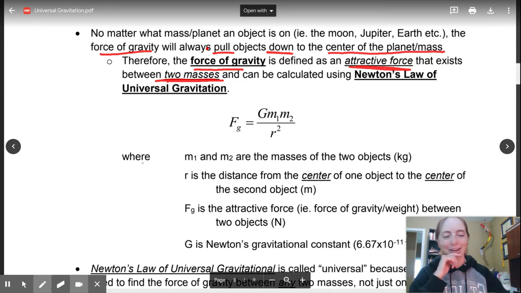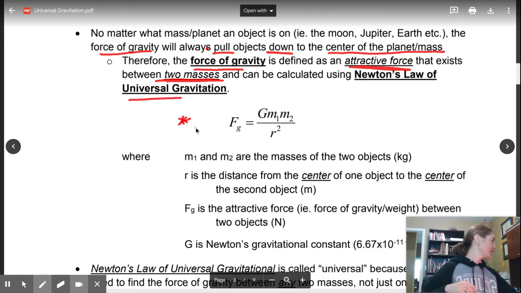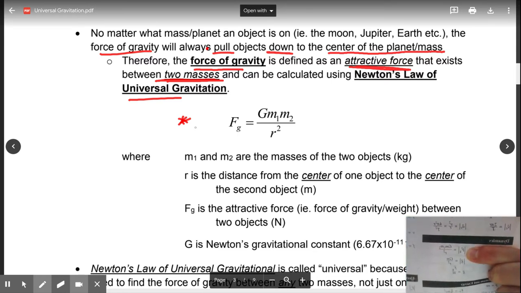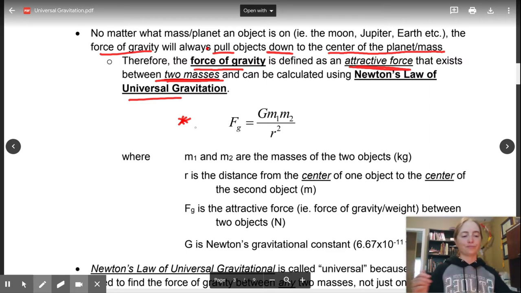Get it? Okay. So, ladies and gentlemen, this equation is called Newton's law of universal gravitation. And this is where you're going to find it on your data sheet, right there in the dynamics section.